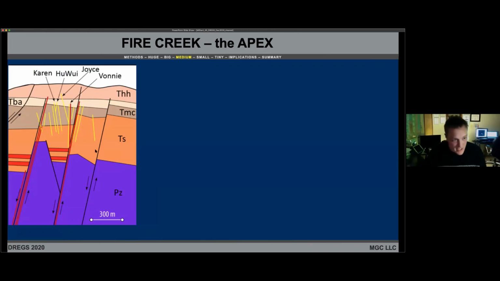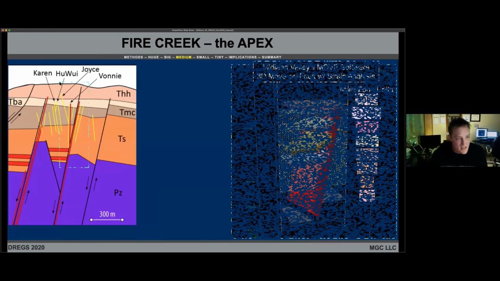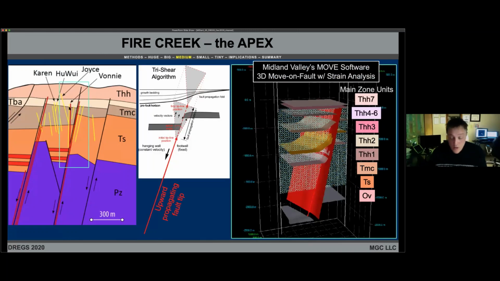So let's really appreciate the syntectonic component of this research and trying to tie active faulting to deposit formation. We did a detailed model on Fire Creek. So it's that same cross section, everything in that green box. We created a volume using Midland Valley's MOVE software and did forward modeling this time. We took the actual rock characteristics, approximate thicknesses, and put it into a 3D volume. That's what you're looking at over here on the right.